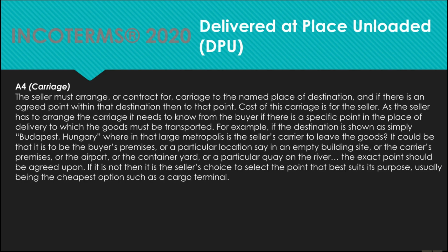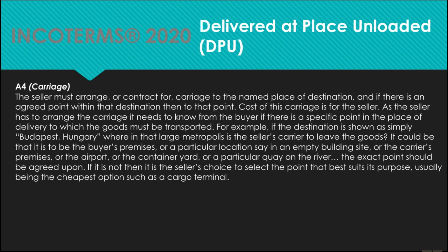A4. Carriage. The seller must arrange a contract for carriage to the named place of destination, and if there is an agreed point within that destination, then to that point. Cost of this carriage is for the seller. As the seller has to arrange the carriage, it needs to know from the buyer if there is a specific point in the place of delivery to which the goods must be transported.